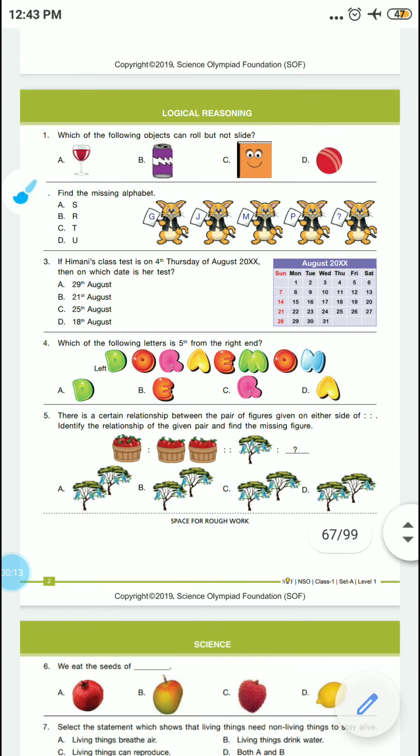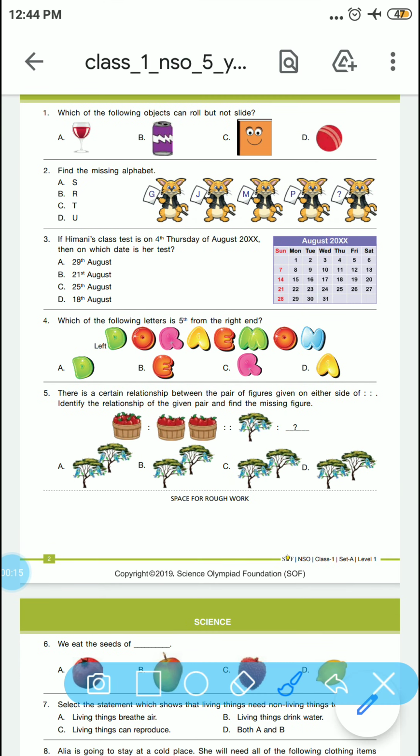The first question of the first section in front of our eyes is logical reasoning 1, and the question is: which of these objects can roll but not slide? If you see, these two are static type of objects which are not slidable. And if we talk about the rolling and sliding section, then we only have two objects in front of our eyes. So the only object which doesn't slide and only rolls will be option B. So we will go with option B here.